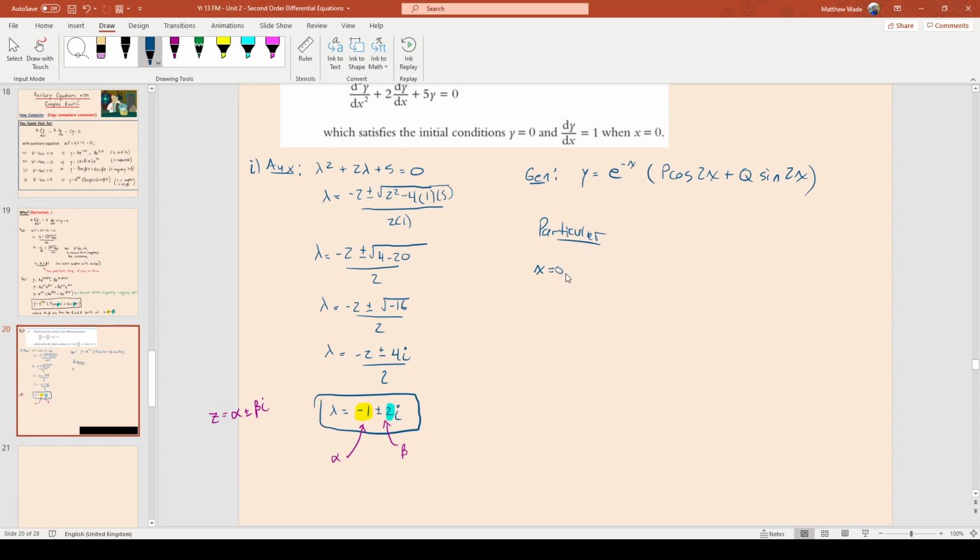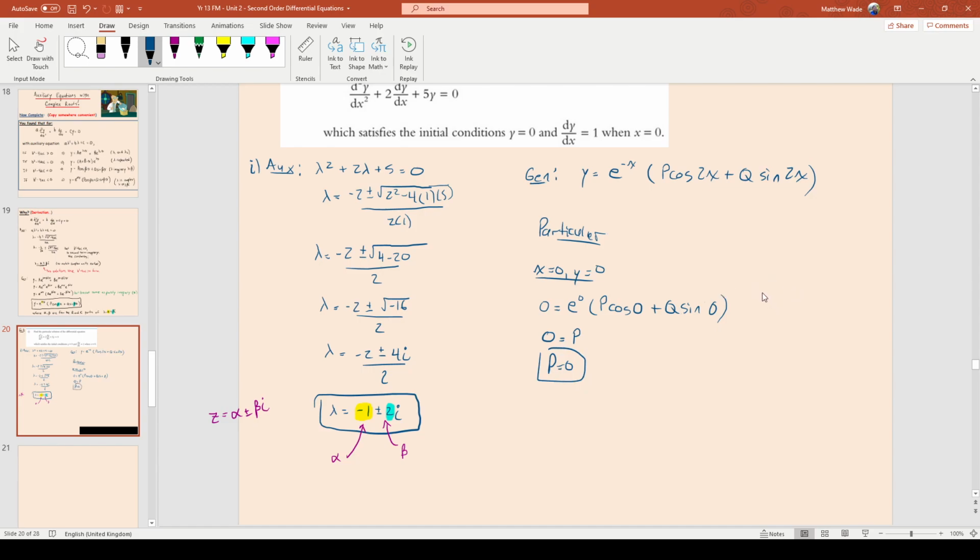X equals 0 has y equals 0, which means we're going to get 0 equals e to the 0 times p cos of 0 plus q sine of 0. Oops, not e to 0. E to the 0 is just 1, and the sine of 0 is 0. So we get 0 equals 1 times p, which is just p. So actually, p is 0. How exciting. P is 0.